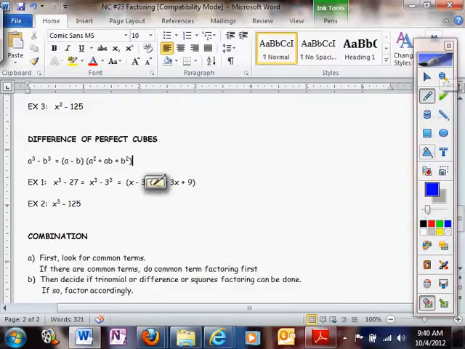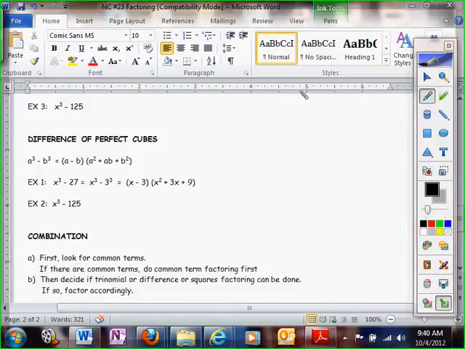Really quick, I just noticed an error on this. Some of you might have been wondering. This is just a typo here. Just make that a plus, making that the sum of cubes. Otherwise, it would have been the difference of cubes.